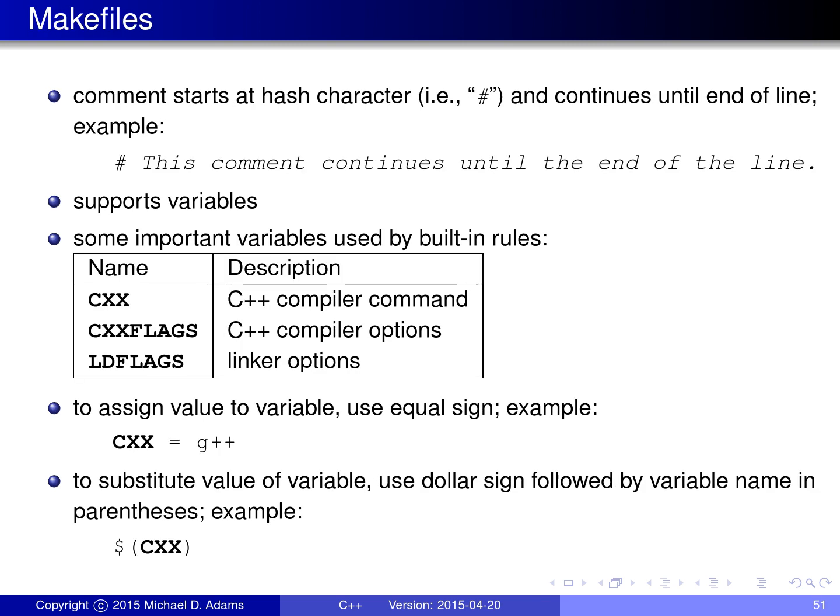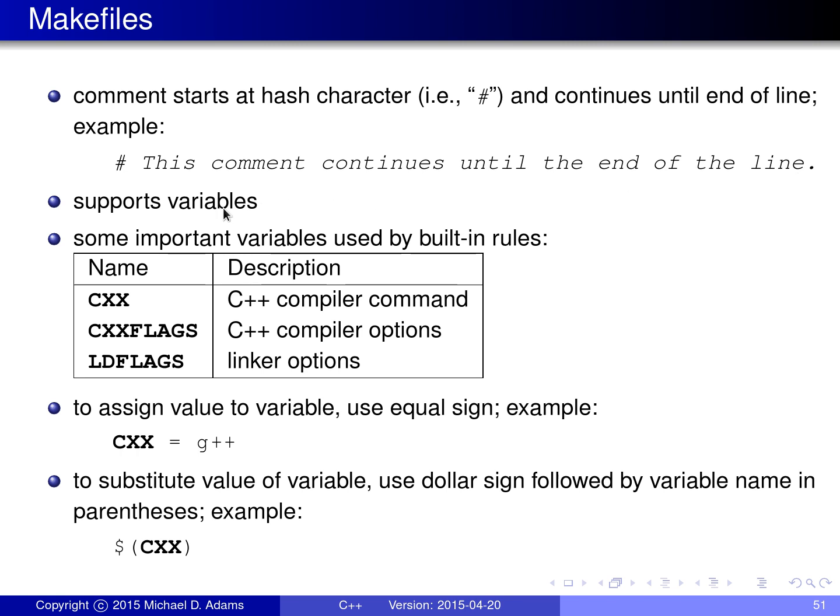As mentioned previously, the make utility is driven off of a type of data file called a makefile. So I need to spend some time describing the format of a makefile. To begin with, let's start with comments. Makefiles allow for comments, and comments start at a hash character and continue until the end of line. So this would be an example of a comment in a makefile. The comment starts at the hash character and it continues until the end of the line.